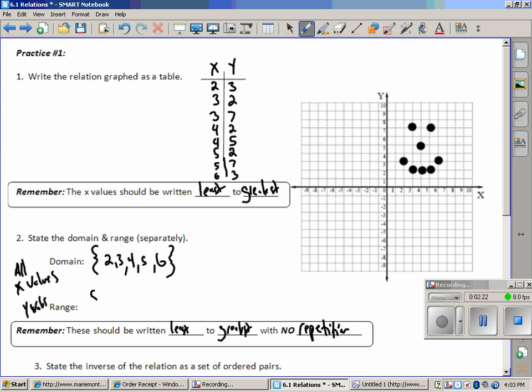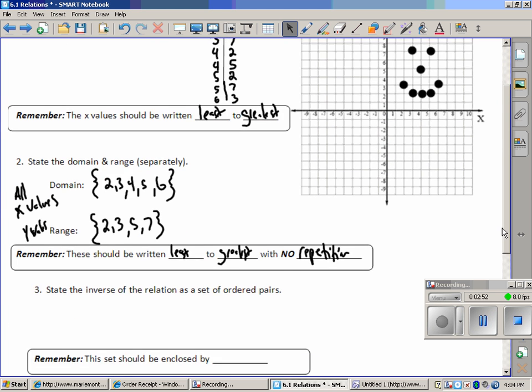My range, all y values, is going to be least to greatest, so I'll look here. I've got 2s, 3s, 5s, and 7s. I could have searched through here as well and found them least to greatest with no repetition, but that just looks like an eyesore. To me, it seems easier just to say I've got some 2s, some 3s, some 5s, and some 7s, and look at the graph to get my range.